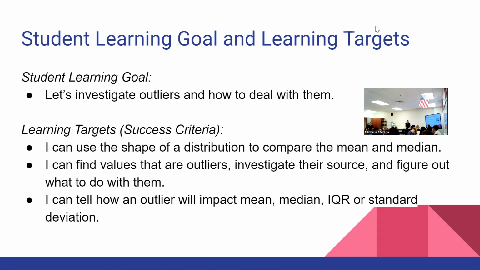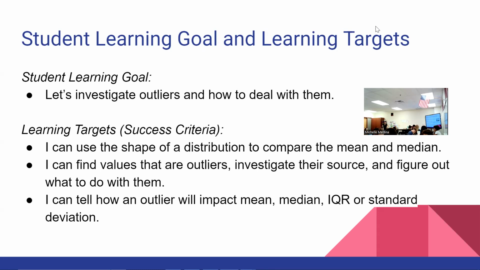All right. The goal for today I mentioned is about outliers. So using the shape of distribution to compare the mean and median, to find outliers, investigate their source, and figure out what to do with them. And you can tell how an outlier will impact mean, median, IQR, and standard deviation. Real quick, can someone explain to me what an outlier is?